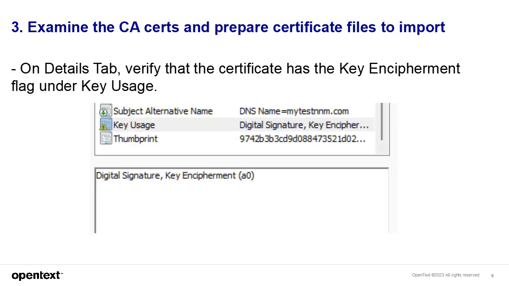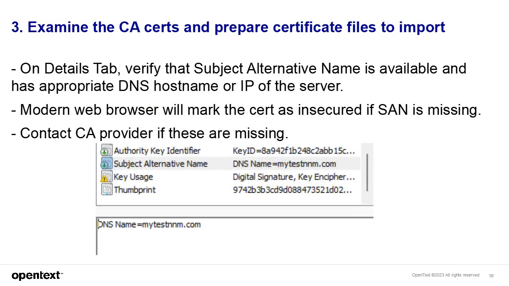On the Details tab, verify that the certificate has the key encipherment flag under key usage. On the same tab, verify that subject alternative name is available and has the appropriate DNS hostname or IP of the server. Modern web browsers like Google Chrome, Firefox, Microsoft Edge and others will mark the cert as insecure if SAN is missing. Contact the CA provider if these are missing.